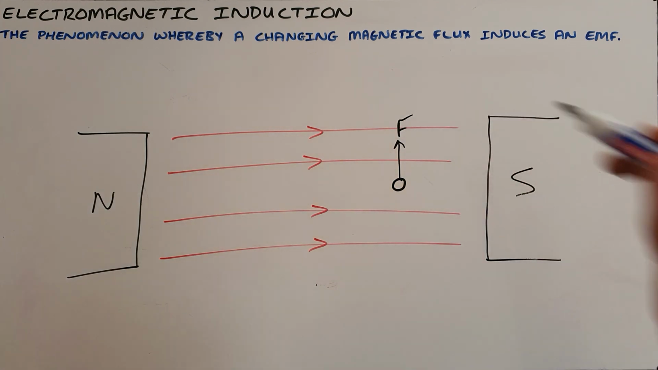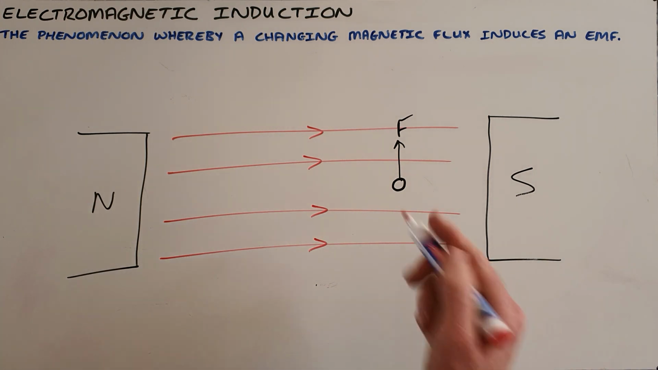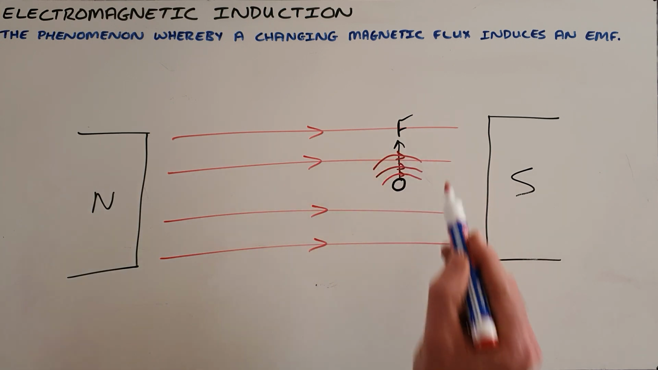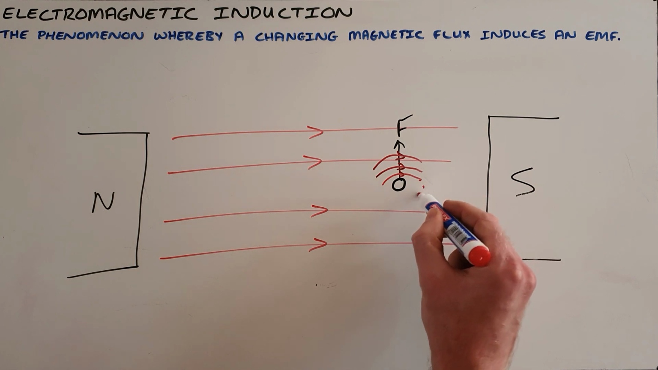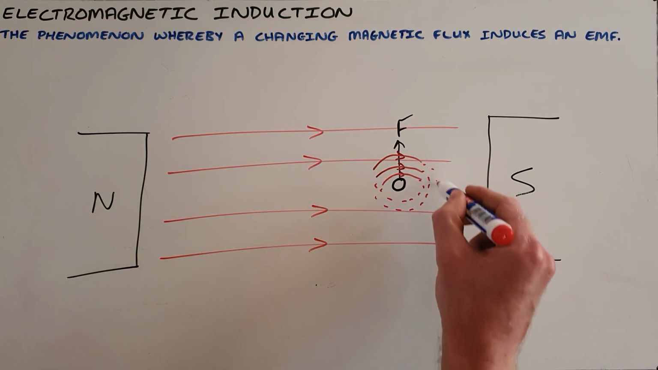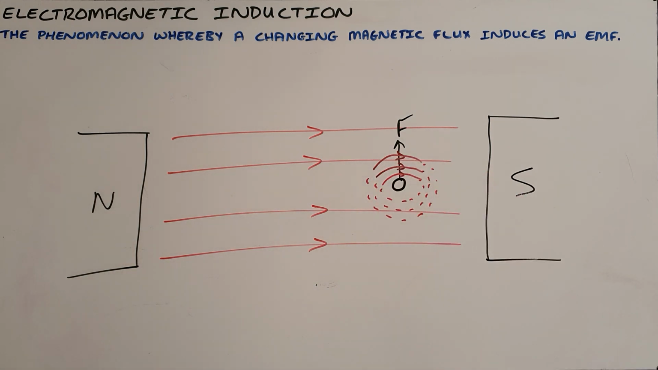So in this case, we are starting by exerting a force on this conductor, and as a result of that force, the conductor moves, which means that it moves through this external magnetic field, and as a result, there's a changing magnetic field, which can be thought of as a magnetic field around this conductor.